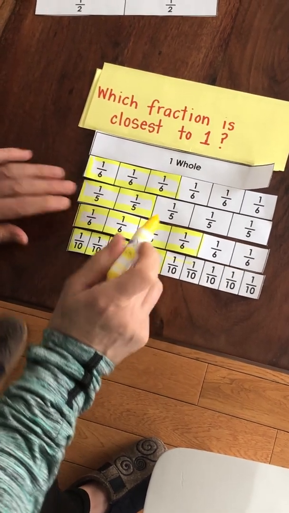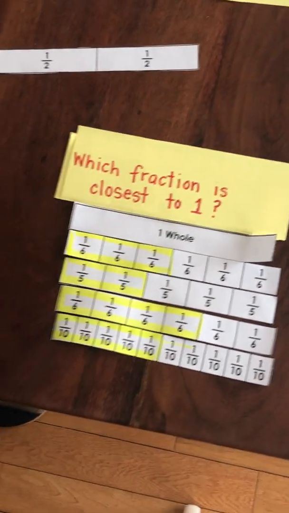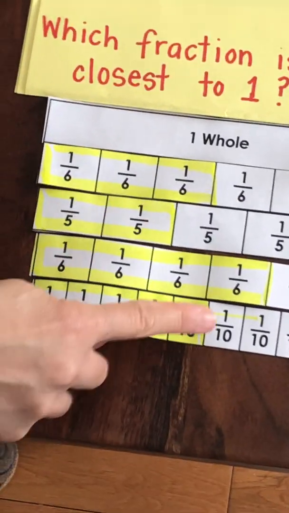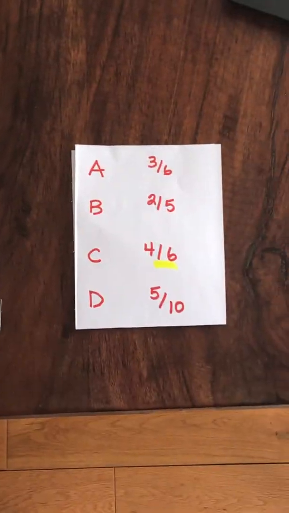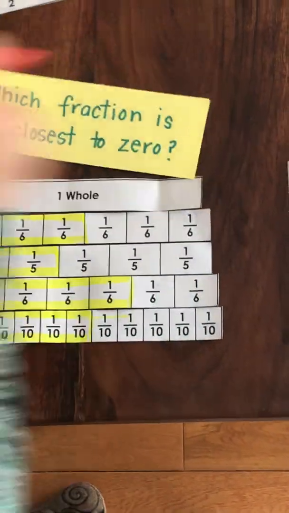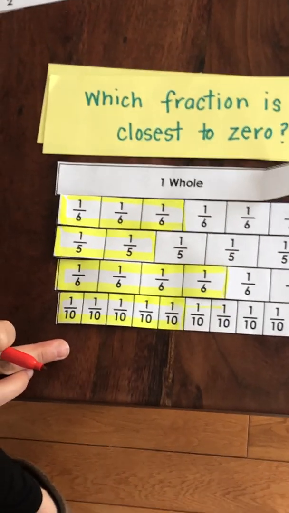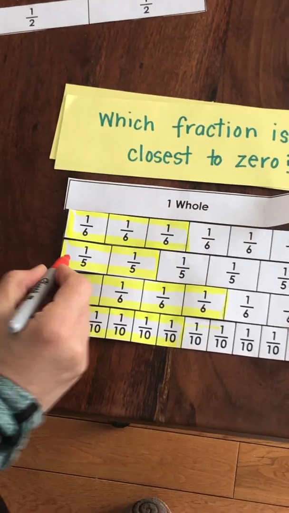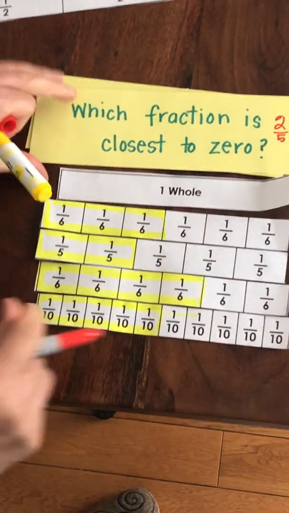So if you look at these fractions and compare them to the 1 whole, which one is closest to 1? I think that you can figure that out now. Can you zoom in so they can see it? I think you can figure that out by looking this way. So we can see that 4/6 is closest to 1. Okay, so I will write 4/6 here for my answer. Now, which fraction is closest to 0? Take a look at those, and you can see the fraction that is closest to 0 is 2/5, because it's the smallest fraction.